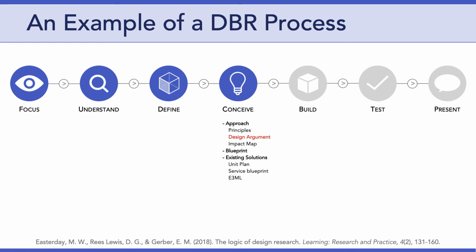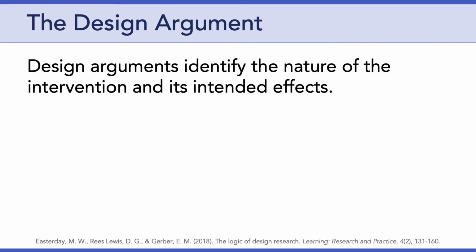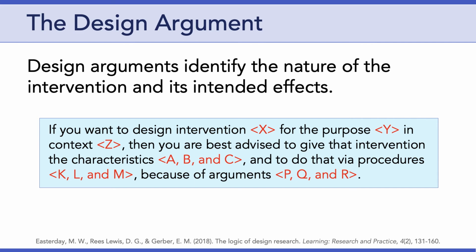Now, I want to sidetrack for a minute to talk about the design argument. Design arguments identify the nature of the intervention and its intended effects. Here's an example. If you want to design intervention X for the purpose of Y in context Z, then you are best advised to give that intervention the characteristics A, B, and C, and to do that via procedures K, L, M because of arguments P, Q, and R. This is an example of how to structure a design argument that describes the characteristics of the intervention as well as the characteristics of the design process required to create that intervention.